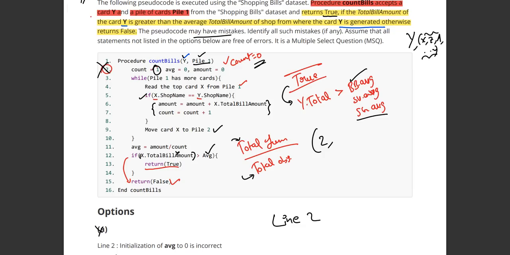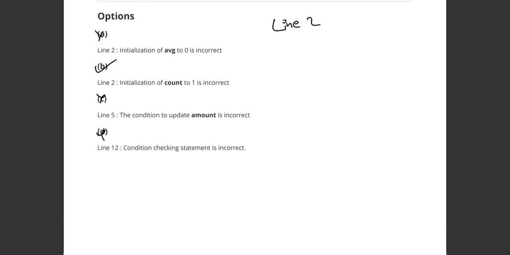If you see the question, it returns true if the total bill amount of the card Y is greater than the average total bill amount of the shop from where the card Y has been generated. Okay, in such a case, they are specifically mentioning the card Y. Therefore line number 12 should also be a mistake, because it should be Y dot total bill amount. Therefore line 12 is also a mistake.